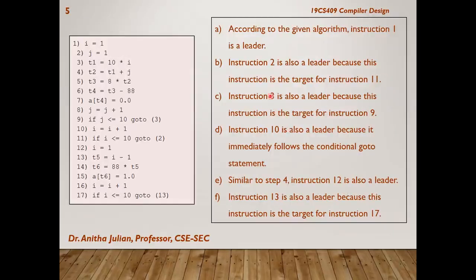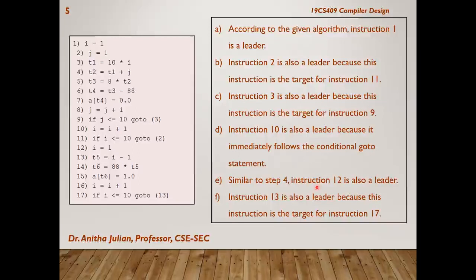Let's see it in a little more detail. As I told you, according to the given algorithm, instruction 1, that is the first statement, is a leader. Then instruction 2 is also a leader because this instruction is the target of the goto statement in 11. Similarly, instruction 3 is also a leader because this instruction is the target of instruction 9, that is the goto statement. Then instruction 10 is also a leader because it immediately follows the conditional goto here.